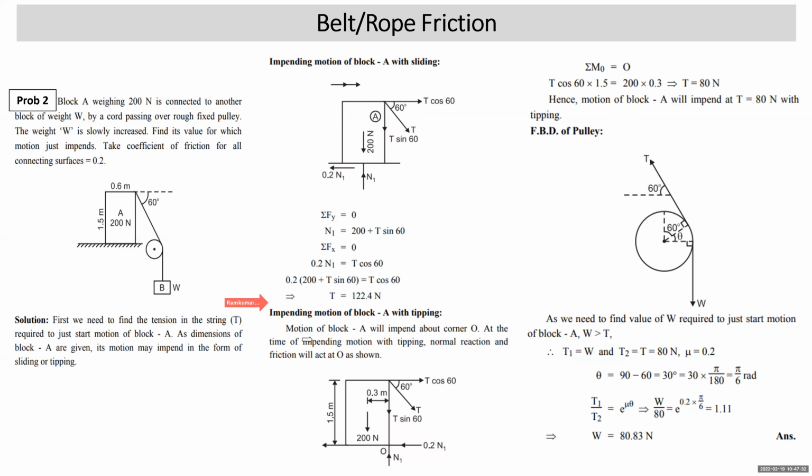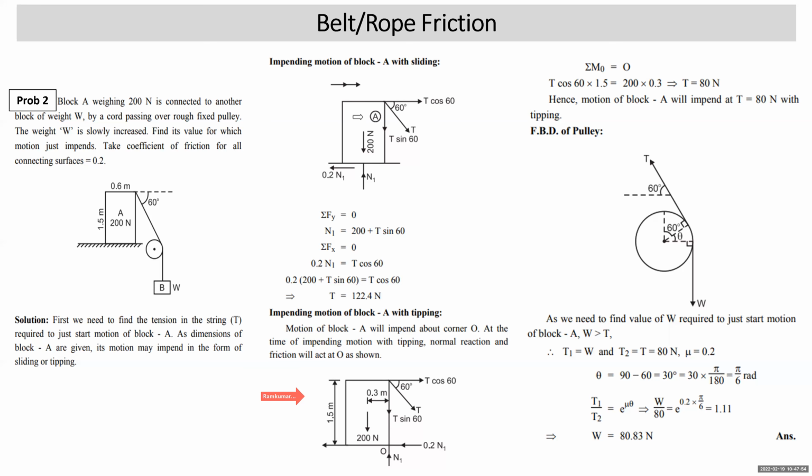Now, second possibility of impending motion. Impending motion of block A with tipping. When we talk about tipping, we will draw the free body diagram at the instant of just tipping. So there will be some changes you'll feel in the diagram. What change will be there? This is the block. Weight will act vertically down at the CG of this block. Tension T is at 60 degrees, so it is to be resolved into T cos and T sin.